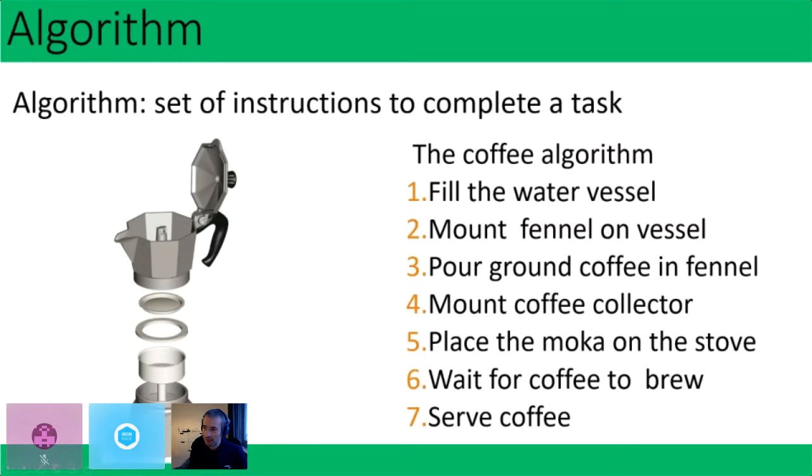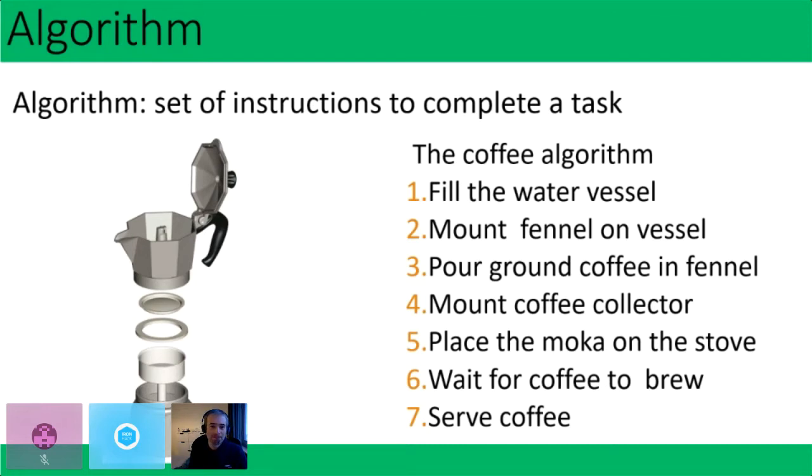First of all, we fill the water vessel with water, then mount the funnel on the vessel. We pour the ground coffee in the funnel. Then mount the coffee collector, where once the coffee is ready, it will be collected on top. Then place the mocha on the stove and wait impatiently for the coffee to brew, and then serve the coffee. So this is an algorithm that could work to make coffee.